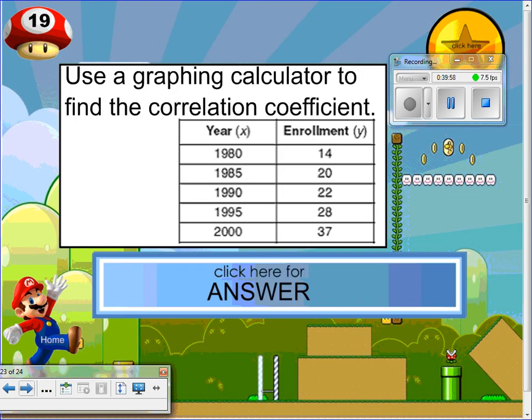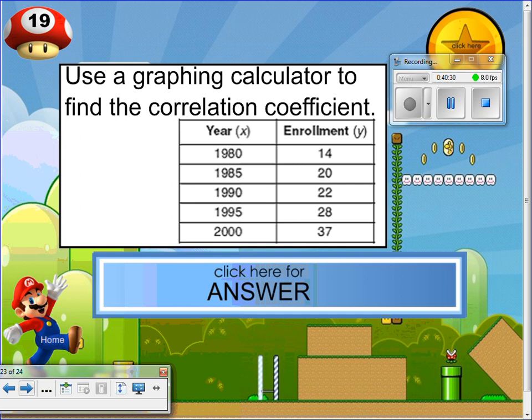Number 19 says using the graphing calculator, calculate the correlation coefficient. I'm going to go through these steps again with you. Number 1 would be to go into new document. You don't want to save anything. Number 2 would be to go into lists and spreadsheets. Number 3 would be, for A, type in X, and for B, type in Y. So X for year and Y for enrollment. I think I'm on step number 5.